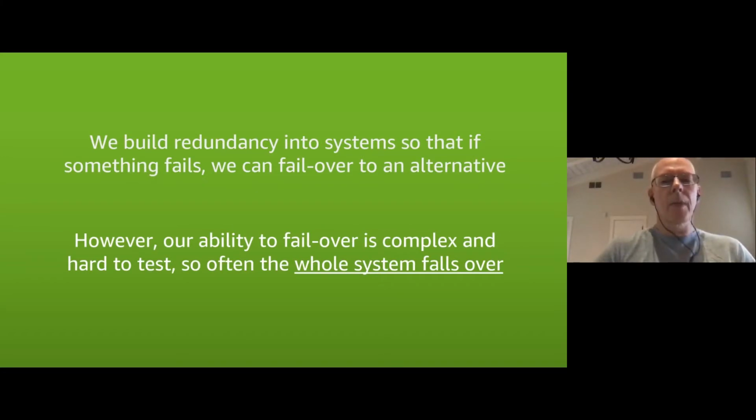And because of this, we try to build redundancy into our system, so if something fails, we've got an alternative to fail over to. The problem is that the ability to fail over is actually sometimes more complex than the thing we're failing over. And then the overall complexity of the entire system is now much larger. We've built ourselves a more complex system, which is more likely to fail. And that's why the whole system quite often falls over.